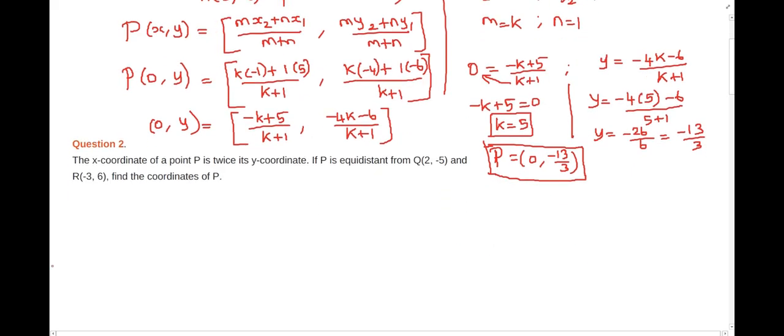Okay. Now the second question. The x coordinate of a point P is twice its y coordinate. If P is equidistant from Q(2, -5) and R(-3, 6), find the coordinates of P. So here you can concentrate on this statement: the x coordinate of point P is twice its y coordinate. So just imagine that the point is P(2y, y).